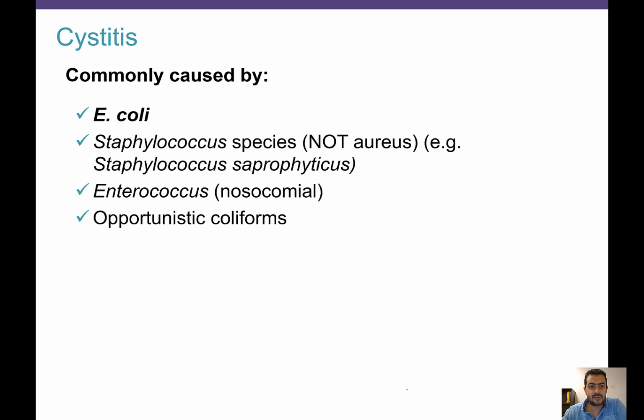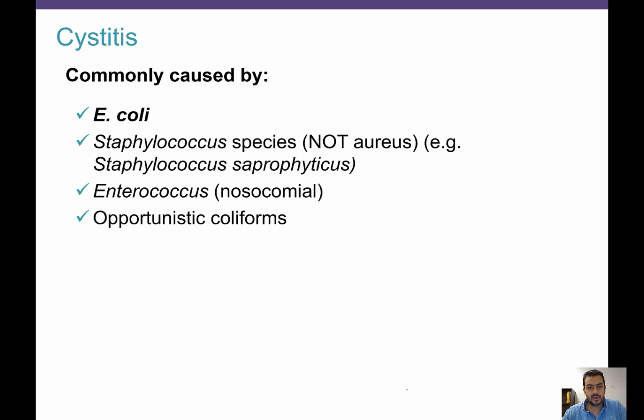So let's summarize the types of infection. We said we have cystitis, which is inflammation of the urinary bladder. Usually it is caused by E. coli. So E. coli is at the top of the causative agents, and as you can see, it is highlighted in bold. You know now why: it is an inhabitant of the GIT, it's a coliform, and because of that it can be released from the anus and get access to the urinary tract system. In addition, we have members of the species of Staphylococcus, not aureus.